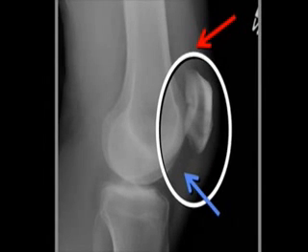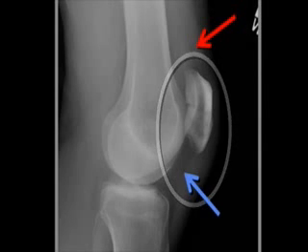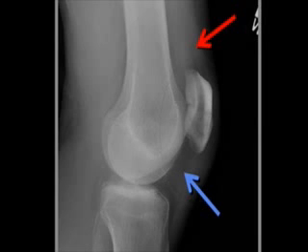On the right side, this is another patient who has a transverse fracture through the central portion of the patella and associated fluid in the suprapatellar bursa, the red arrow, and some infiltration of Hoffa's fat pad, the blue arrow.